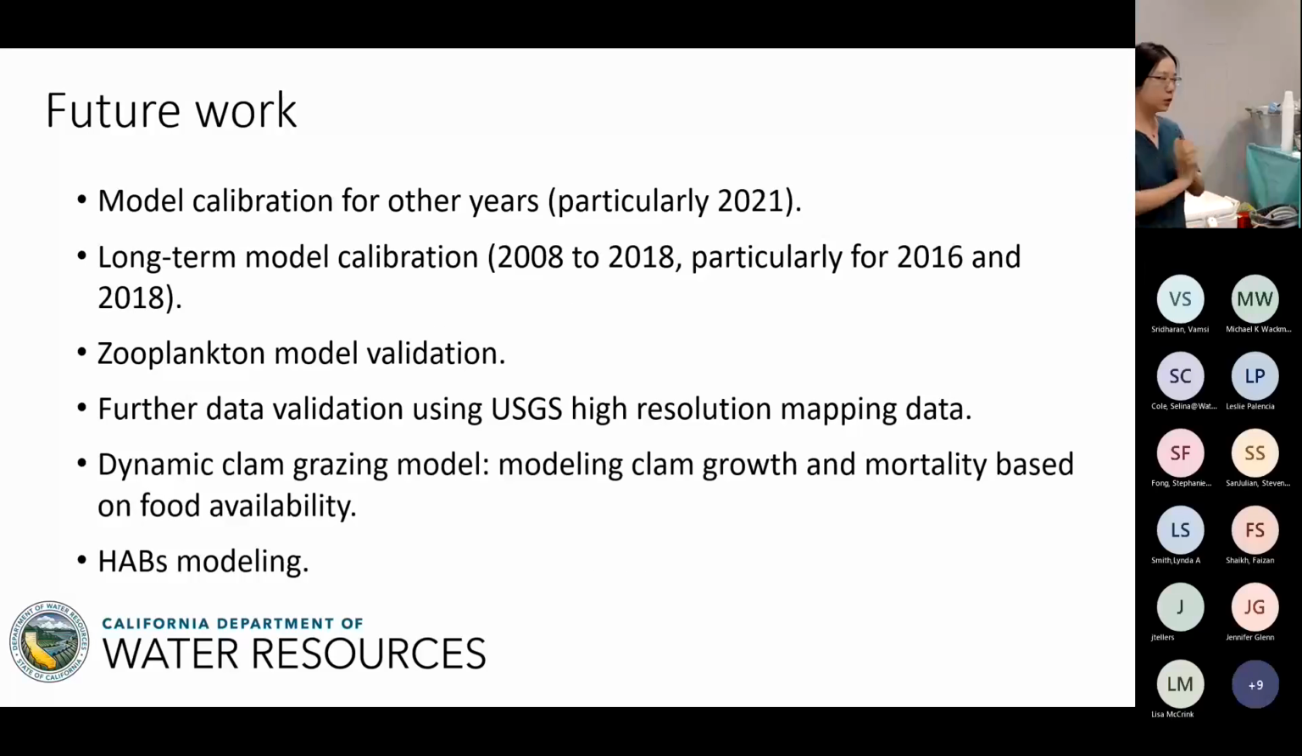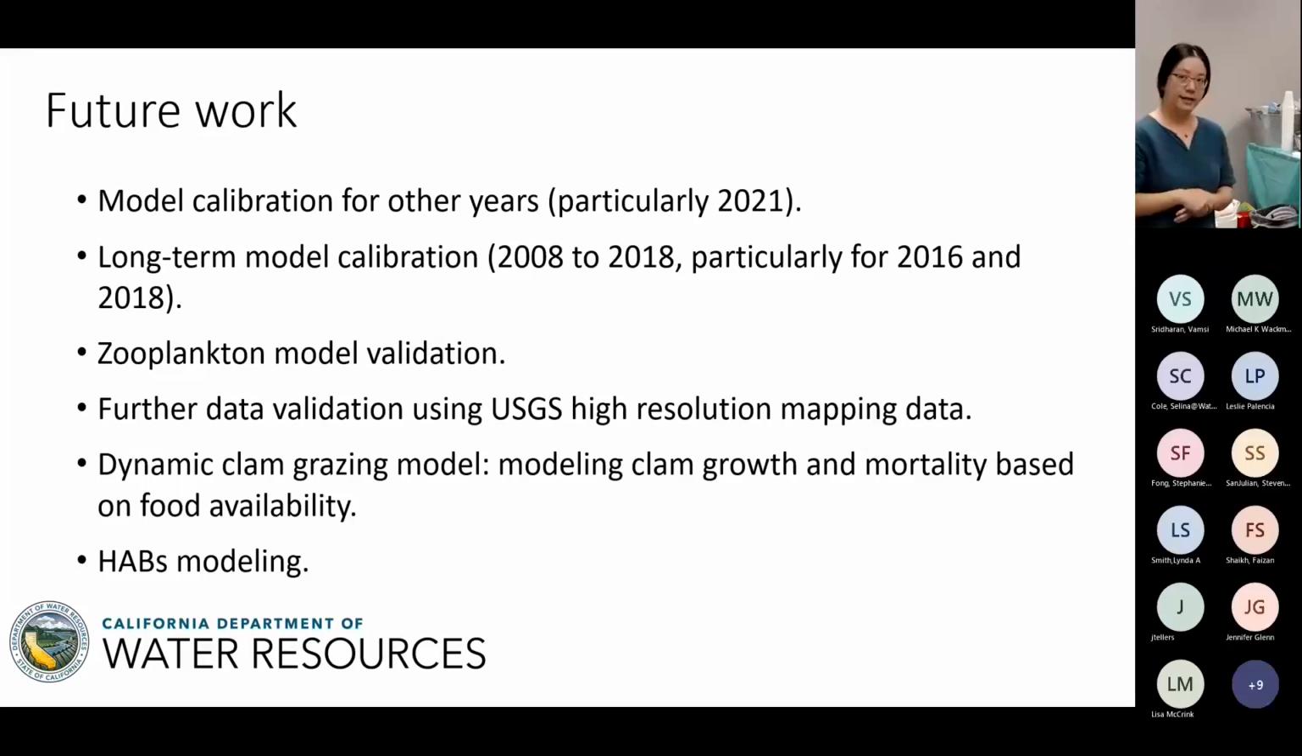So for future work, we would like to calibrate the model more to make sure that it works. Particularly, one year that we're really interested in is 2021, and I will explain more on that. We also want to apply the model for long-term calibration. We have 10 years of well-calibrated hydrodynamics in-house, from 2008 to 2018. We want to see if we can use this coupled modeling approach to reproduce the 2016 and 2018 bloom events observed in the system.